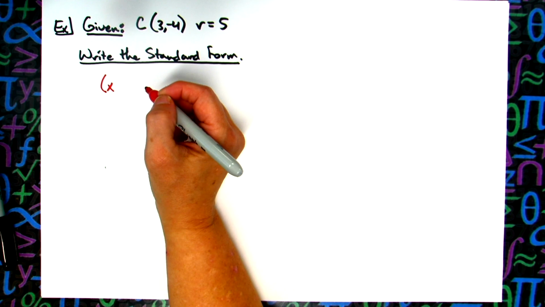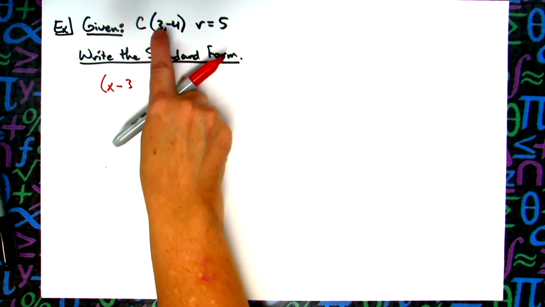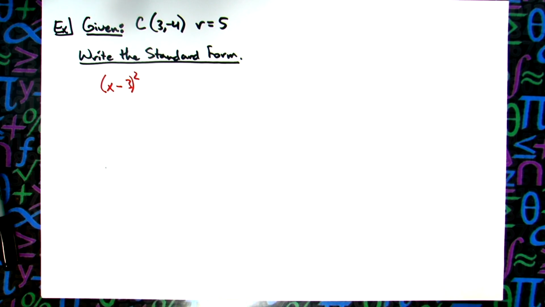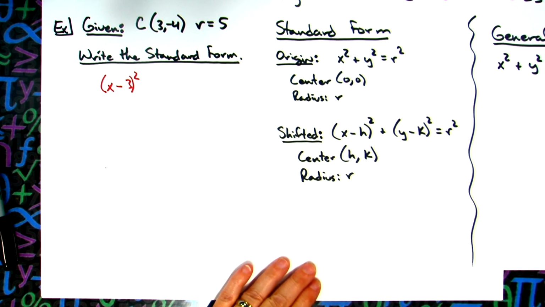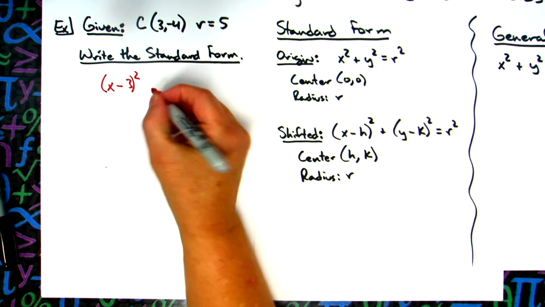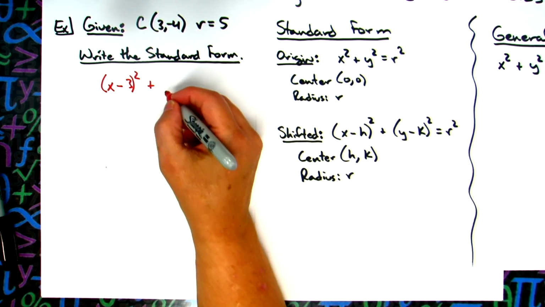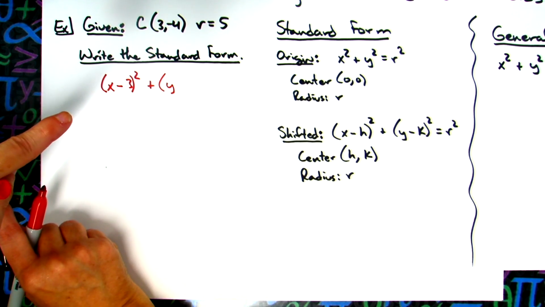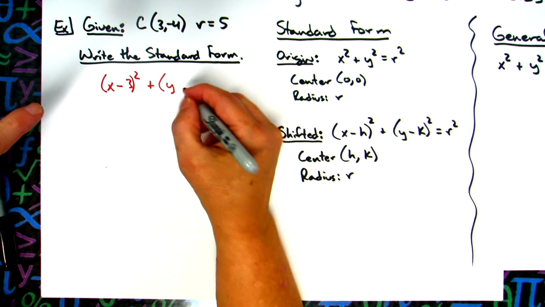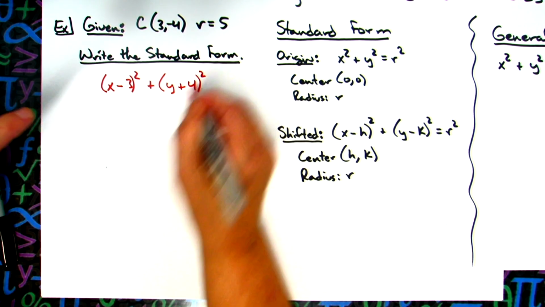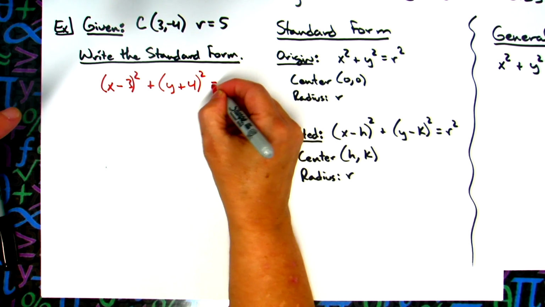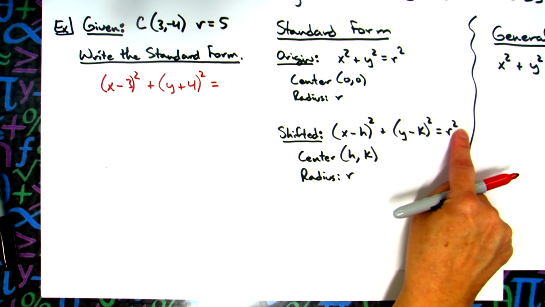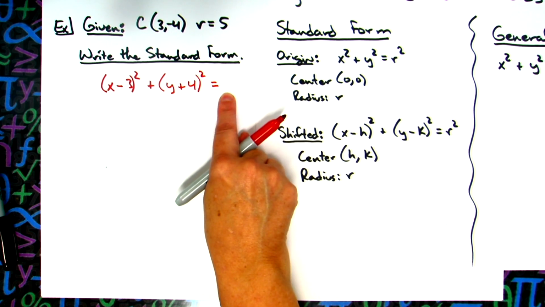3, and it'll be minus 3. So think opposite of the x coordinate goes in with the x, quantity squared. Okay, because what I'm doing is I'm following this form right here. Then I'm going to have a plus. Now I'm going to pull out the y coordinate, so I'm going to have a y. Opposite of the y coordinate is plus 4. And then I've got to quantity square that whole entire thing. Looking at our formula, it's an r squared. If r is 5, then this number has to be 25.